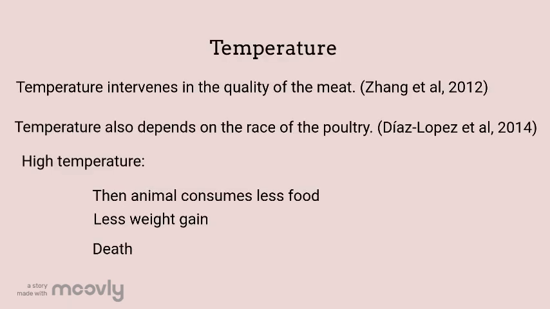Temperature. Temperature intervenes in the quality of the meat. It also depends on the race of the poultry. There are races that can withstand more heat than others. High temperature causes the animal to consume less food and gain less weight, which can cause death.